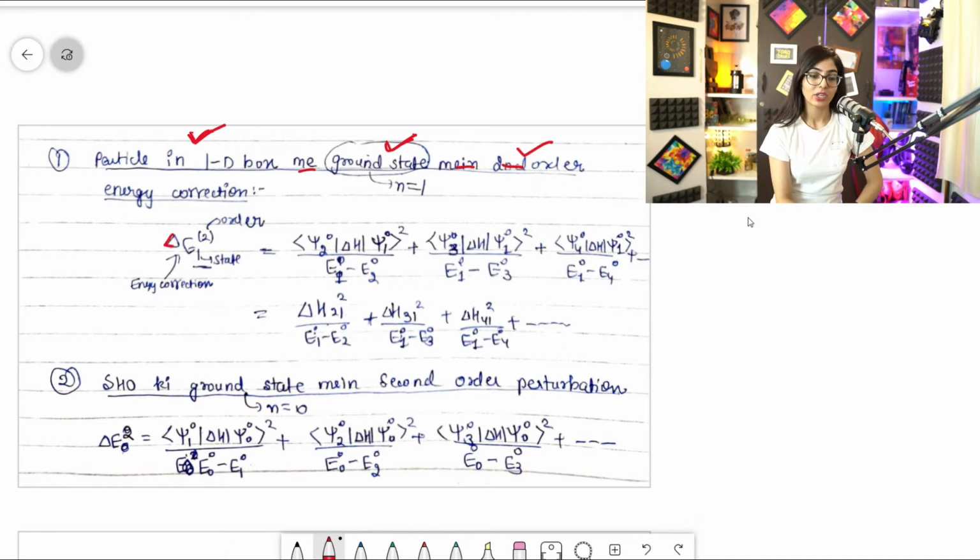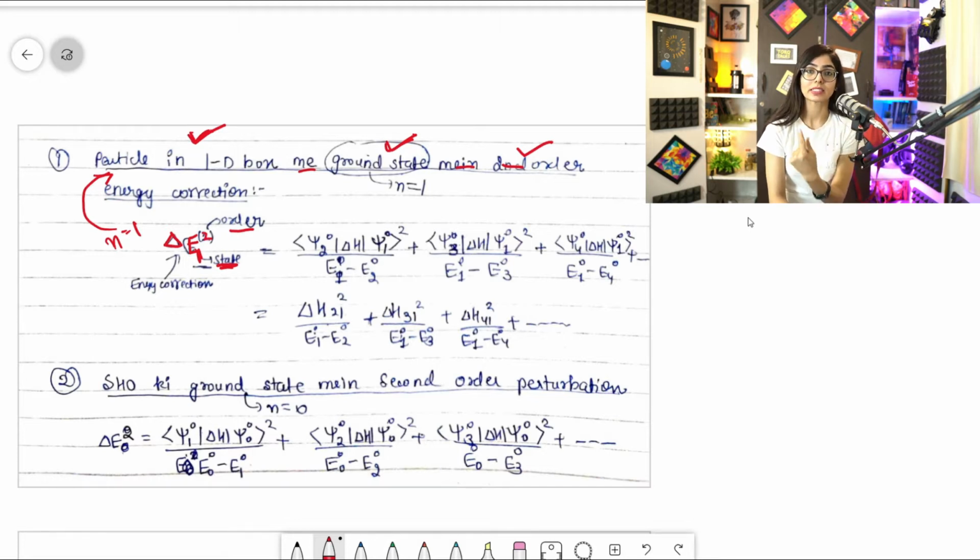So for the energy correction, you will write delta E, and here the state will come and the order will come in superscript, right? State means, suppose I have to write for the ground state, so that would be 1, because for the ground state n is equal to 1 for a particle in 1D box. Clear? Then the order. So the order I will write 2. Earlier we used to write 1 when we were discussing first order perturbation, but now in second order perturbation we will write 2. Clear?